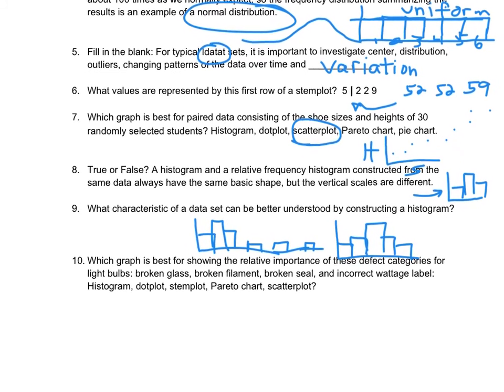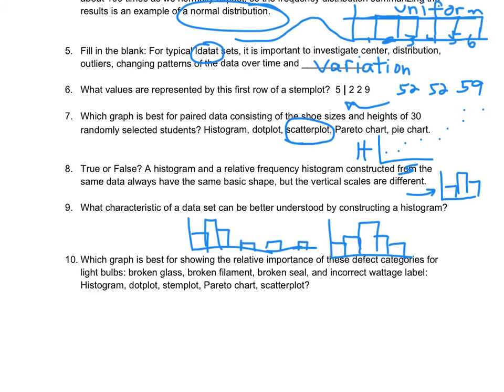And finally, number 10, which graph is best for showing the relative importance of these defect categories for light bulbs? We have broken glass, broken filament, broken seal, incorrect wattage label, those are just categories of defects. So the best one here for showing the categories of defects would be a Pareto chart. And a Pareto chart is nothing more than a bar graph with the highest frequency occurrence on the left and then decreasing in value. So it would always go highest to lowest.